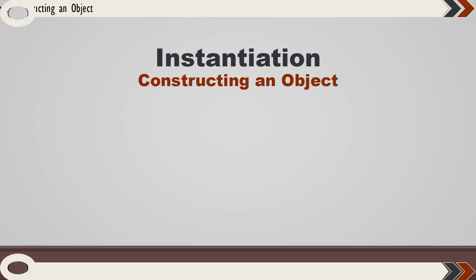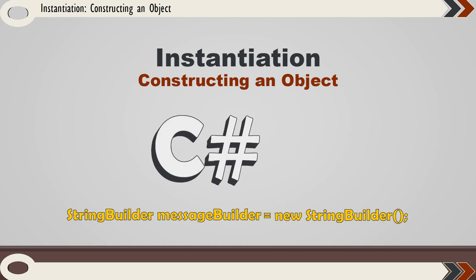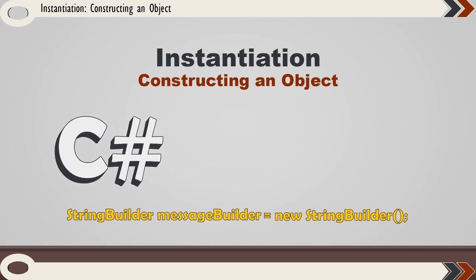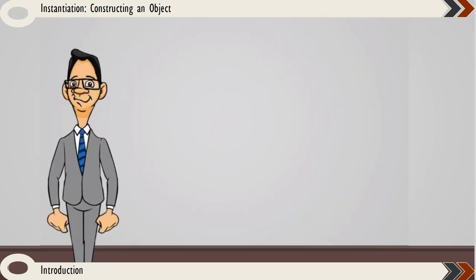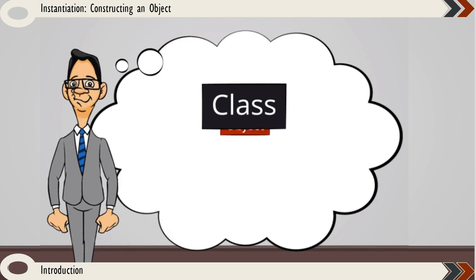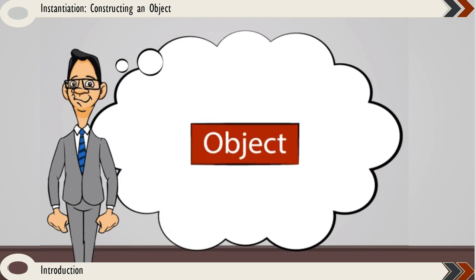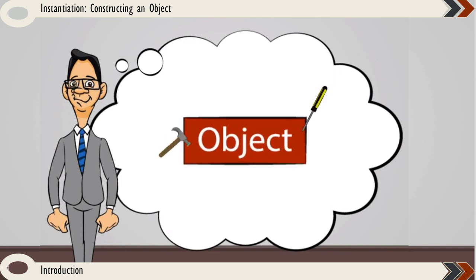Welcome to Instantiation, Constructing an Object. In this learning activity, the C# programming language is used to demonstrate how object constructors are used during instantiation. As an object-oriented programmer, it is important to understand how objects are created from classes. Object construction is one of the fundamental concepts in object-oriented programming.